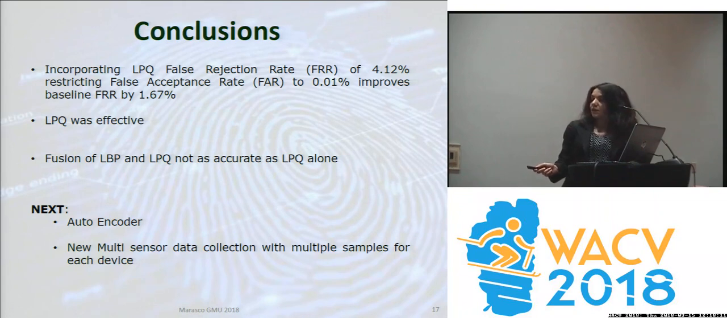So we have a pending IRB at GMU because we want to perform multi-sensor data collection where we have more samples per subject, per device, because here we only have 2 samples. So we need to study also the variability in the same device. So we need like 10, 20 samples, same identity, same device as well. So this is what we are starting there.